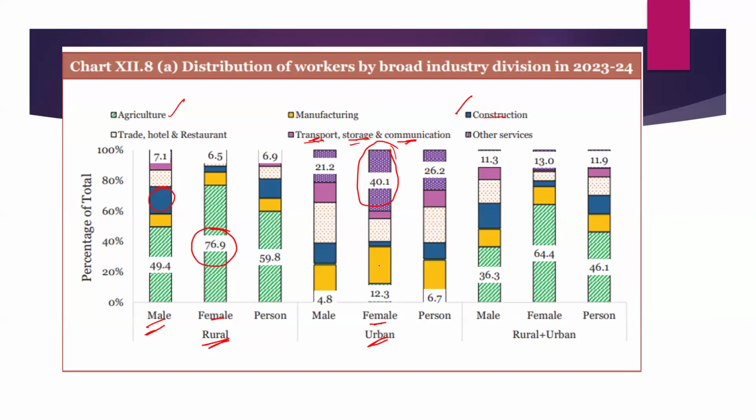Then comes manufacturing and then other sectors. Similarly, when it comes to males, here it is trade, hotel, and restaurant. That is where the maximum number is. Then other services and then manufacturing. So here the difference is clearly there. This you should observe. So when we talk about urban females, the sector with maximum employment is transport, storage, and communication. For males, it is trade, hotel, and restaurant. Just the opposite, right? So focus on that aspect.